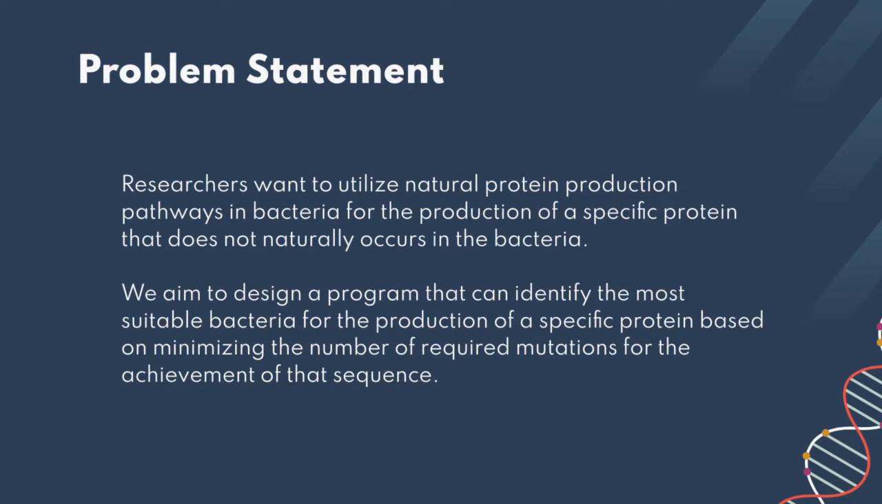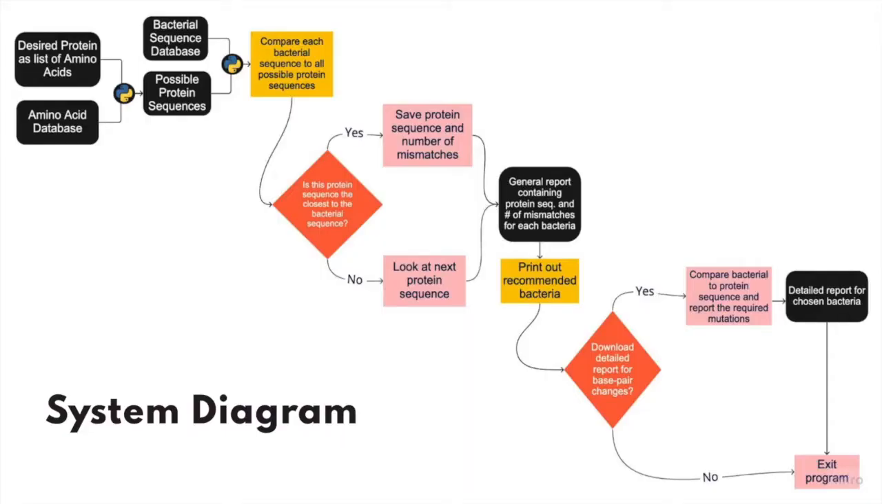For our workflow diagram, we start off with two files, the first one being the desired protein which is generated by the user as a text file, and the second file is the amino acid database. We have a Python script that uses these files to generate a new file containing all of the possible sequences that encode for the desired protein.